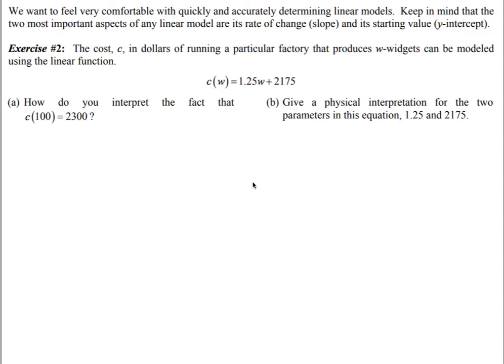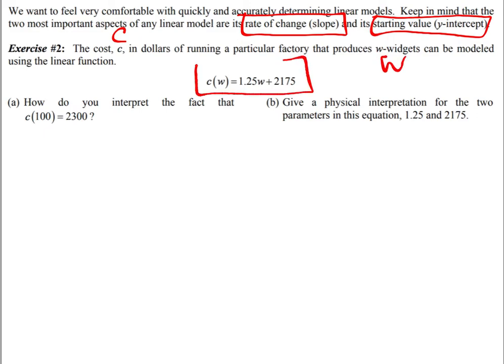Okay, algebra, so let's take you through a couple examples here that are going to help us better understand linear modeling. So let's look at this first one, and again, we should be comfortable with the fact that rate of change is our slope and that our starting value is our y-intercept. So here you go, the cost C in dollars of running a particular factory that produces W widgets can be modeled as C of W equals 1.25 W plus 275.